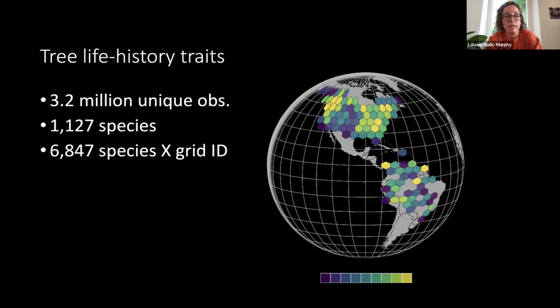These dynamic data included about 3.2 million observations and incorporated quantifying life history traits for a little over 1,000 species. Because multiple species span more than one of these larger tiles, which are 250,000 kilometers, so relatively large scale, when species span multiple grid cells, we can quantify within-species variation in life expectancy across this latitudinal gradient.